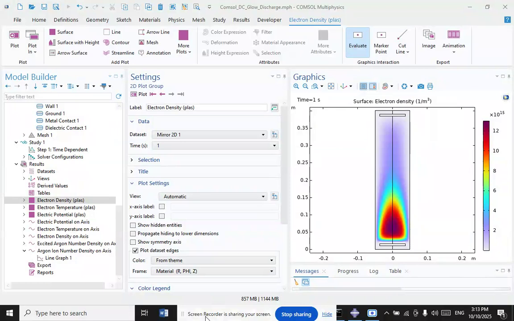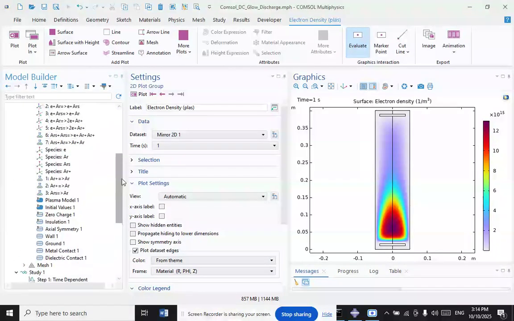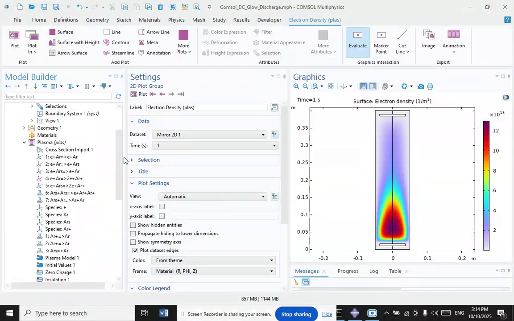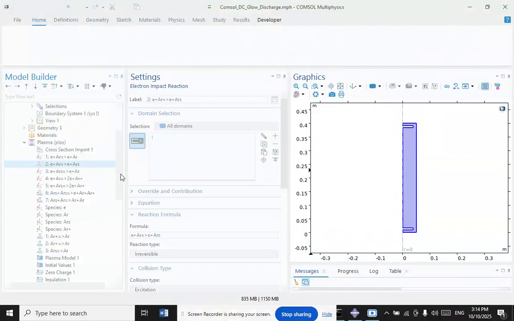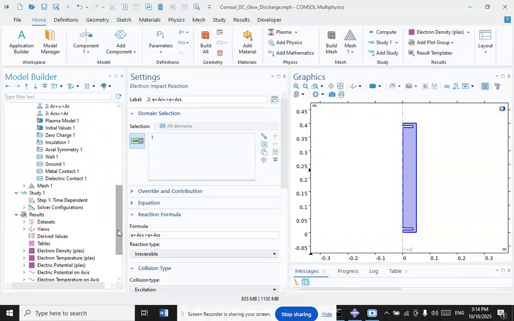And here you can see my COMSOL simulation of a direct current glow discharge, and you see that I have used plasma as a physics module, and I have used several formulas and different species for positive and negative argon, and plasma model, and for insulation, axial symmetry, ground and metal contact, and also for dielectric contact.